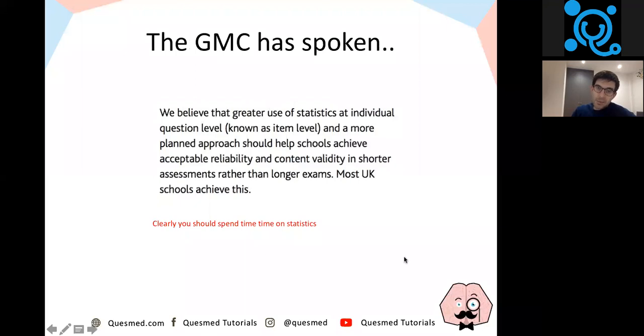Another thing that they said, which I found very interesting, again, it's a bit of an old report, but I think it's very important. They said, we believe the greater use of statistics at individual question level and a more planned approach should help schools achieve acceptable reliability and content validity in shorter assessments rather than longer exams. So basically, they know that statistics are something that differentiates between higher achieving and less achieving students at the item level and helps to make shorter exams. So when you're revising, don't forget the statistics. I thought that was a really interesting point. Again, a bit old, but I think the principle does still remain.